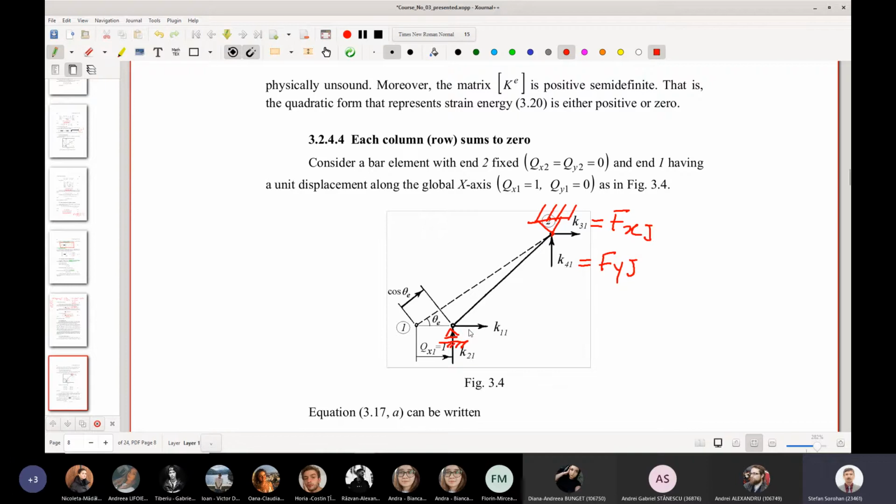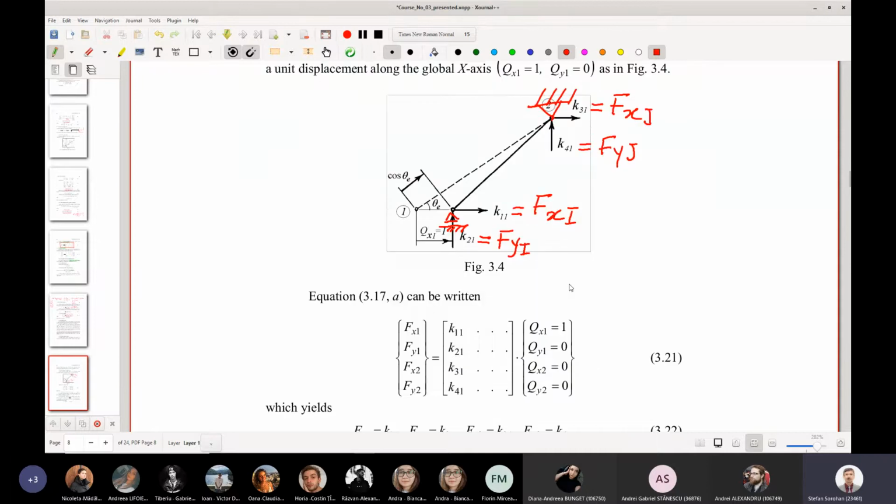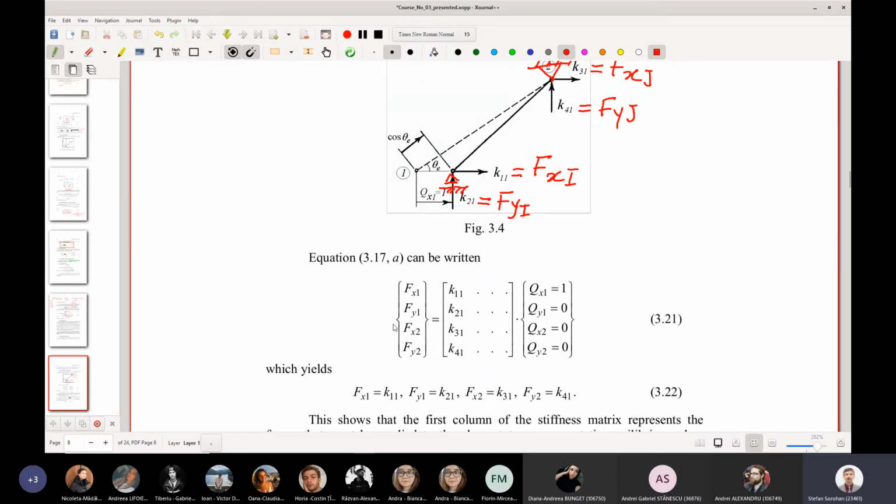And the reaction here, to have an imposed displacement, I need a force here, which is Fx in the first node. Again, instead of I and J, this is 1 and 2. And a new reaction force here, which is Fy for the first node. So this is the main idea. If we take this main idea and put it in this equilibrium relationship, only this term is non-zero. The remaining ones will be 0.